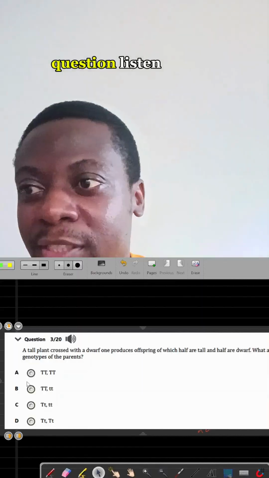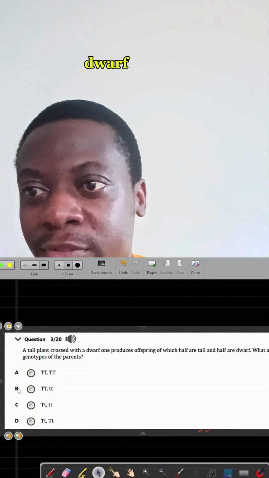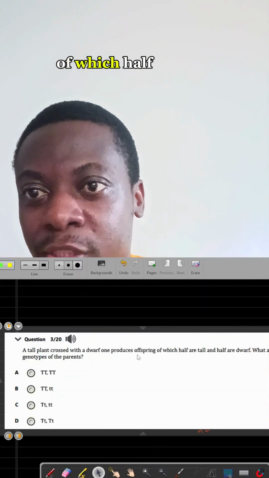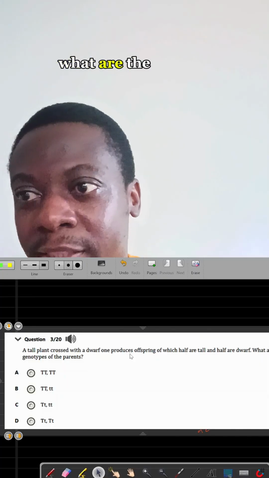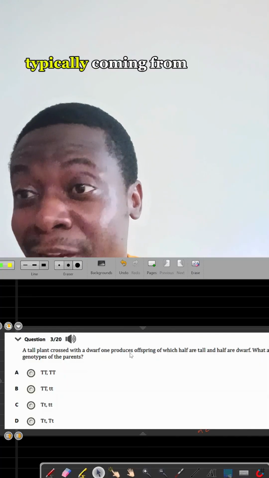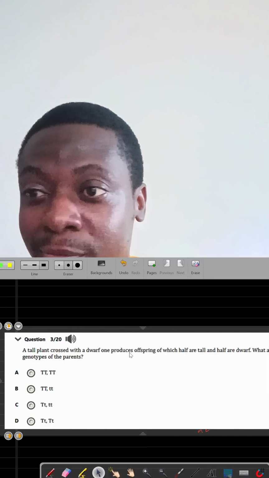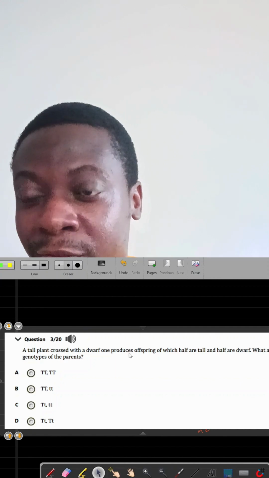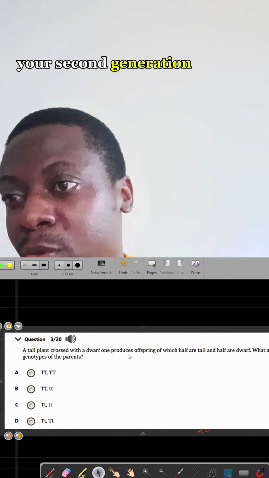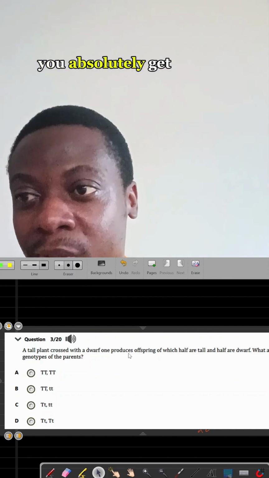Look at this question. It's saying a tall plant crossed with a dwarf one produces offspring of which half are tall and half are dwarf. What are the genotypes of the parents? This question is typically coming from the first law of genetics. That's the monohybrid inheritance. If you remember your second generation crossing in the monohybrid inheritance, you'll absolutely get this question.